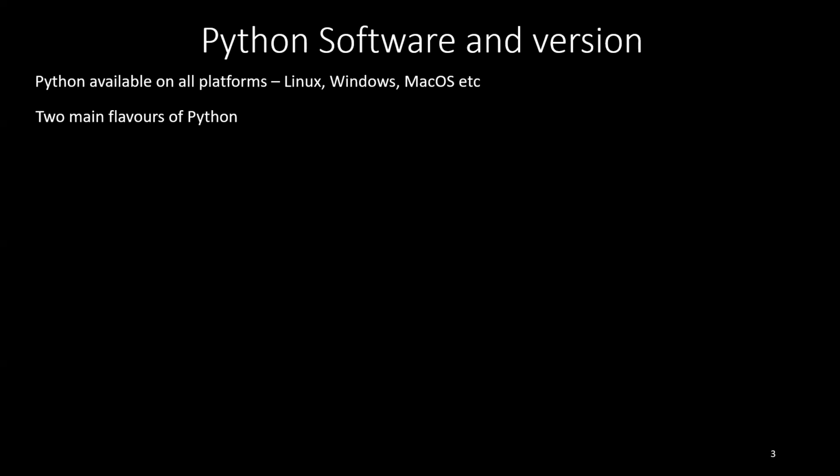And there are two flavors of Python in the market. One is the older one. We call it static, the one that is still there, but we are not working on that, which is Python 2, and the one that we are working on now is called Python 3. The latest one is Python 3.9.